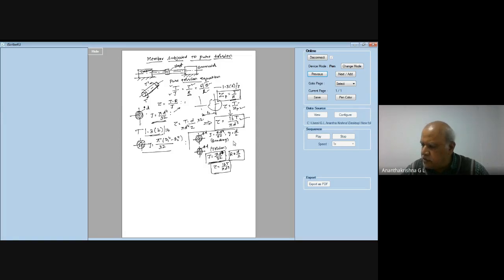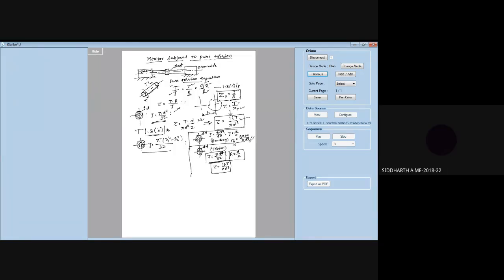When the member is subjected to bending, the bending stress is equal to M by Z, that is pi d cube by 32, so 32M by pi d cube. That will give you the bending stress. Got the clarity with these two? Don't get confused: the circular cross section in bending, and the same circular cross section under torsion. In torsion, you will get shear stress. In bending, you will get bending stress. Are you getting me? Yes, sir.